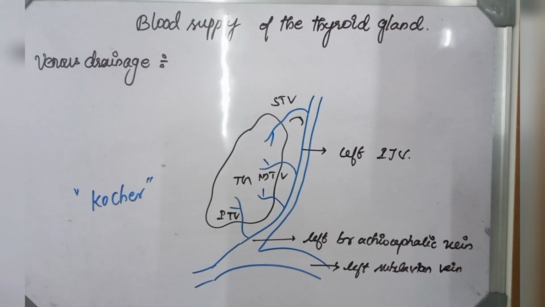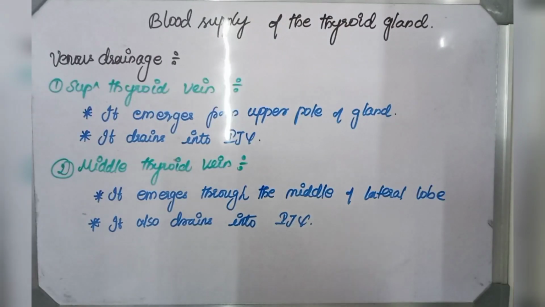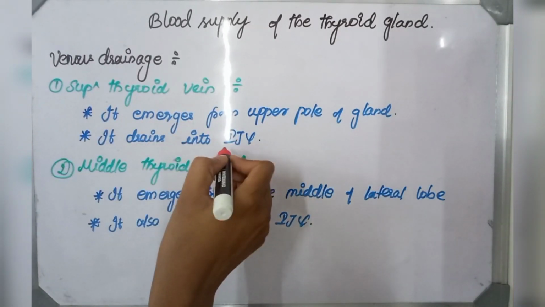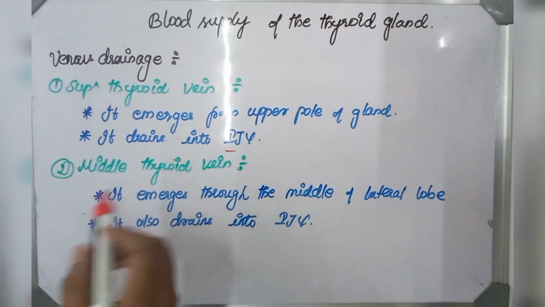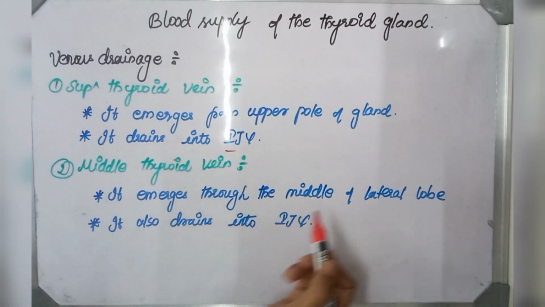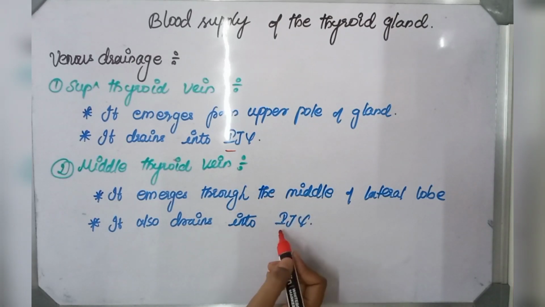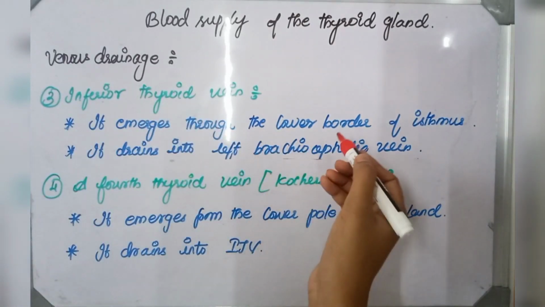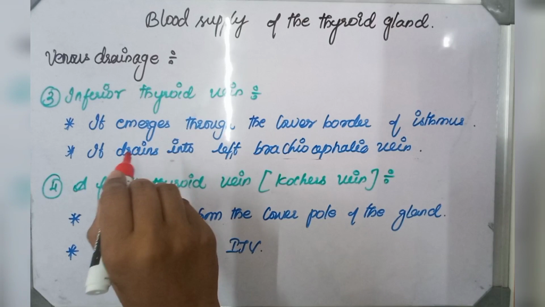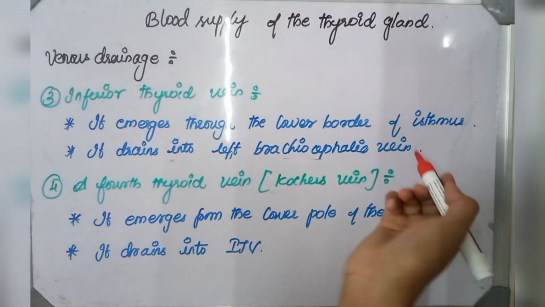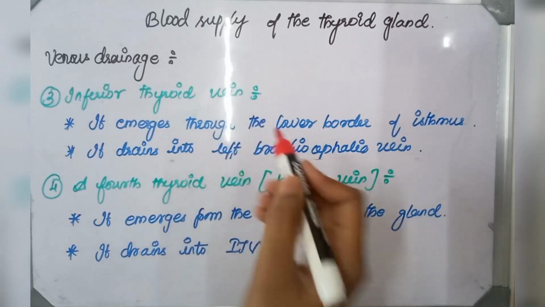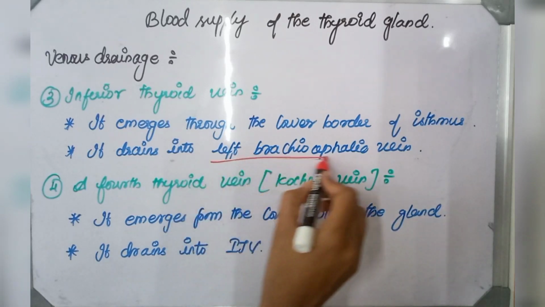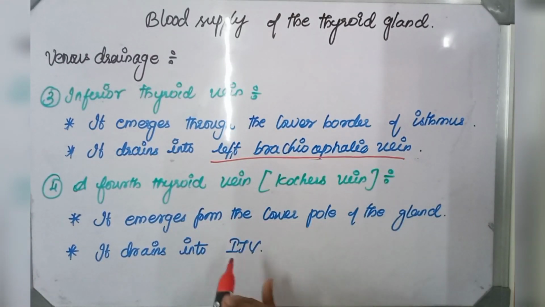Let us see it a little more clearly in words. The superior thyroid vein emerges from the upper pole of the gland and drains into the internal jugular vein. The middle thyroid vein emerges through the middle of the lateral lobe and also drains into the internal jugular vein. The inferior thyroid vein emerges through the lower border of the isthmus and drains into the left brachiocephalic vein. It is the only vein which drains into the left brachiocephalic vein. All other three veins drain into the internal jugular vein.